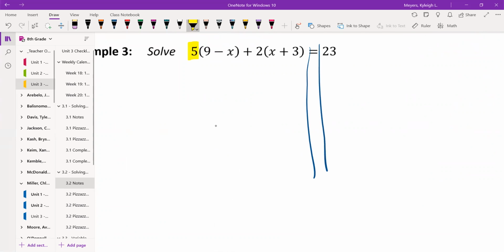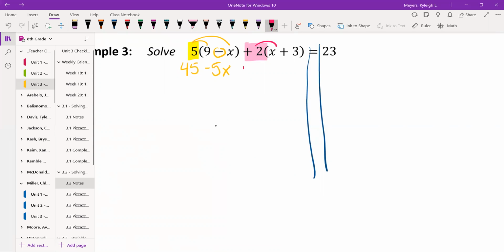Okay, so again, draw the river. This time you want to distribute the 5 and the plus 2. Okay, so let's distribute the 5 first. 5 times 9 is 45. 5 times negative x is negative 5x.